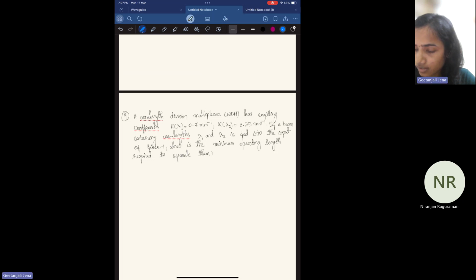So the question says a wavelength division multiplexer WDM has a coupling coefficient K lambda 1 is 0.7 millimeter inverse, K lambda 2 is 0.35 millimeter inverse. If a beam containing wavelengths lambda 1 and lambda 2 is fed into the input port of fiber 1, then what is the minimum operating length required to separate the beam?